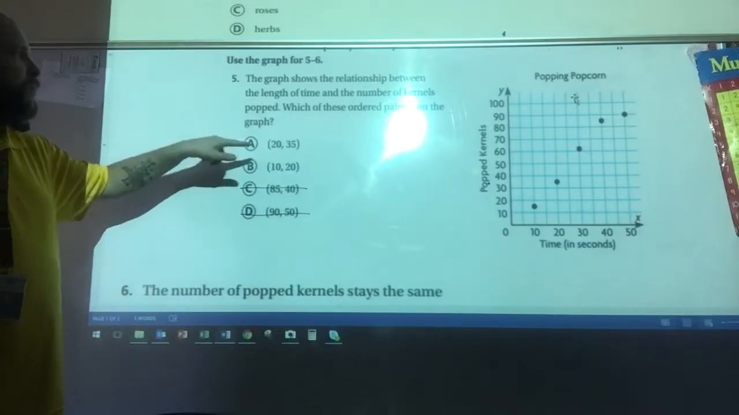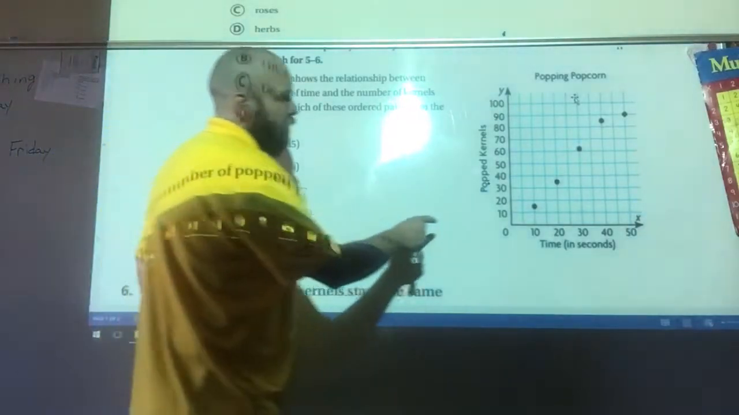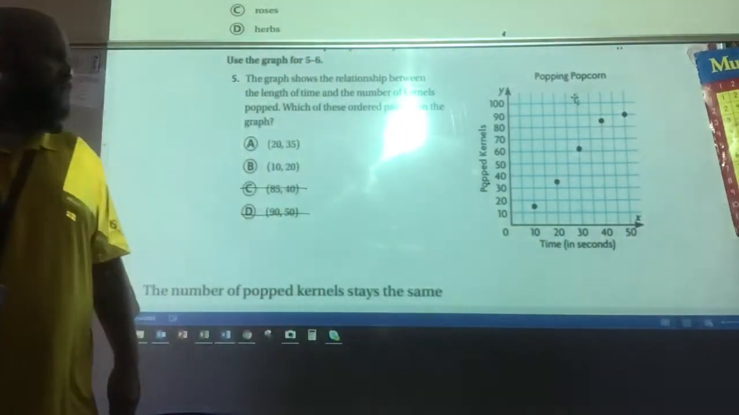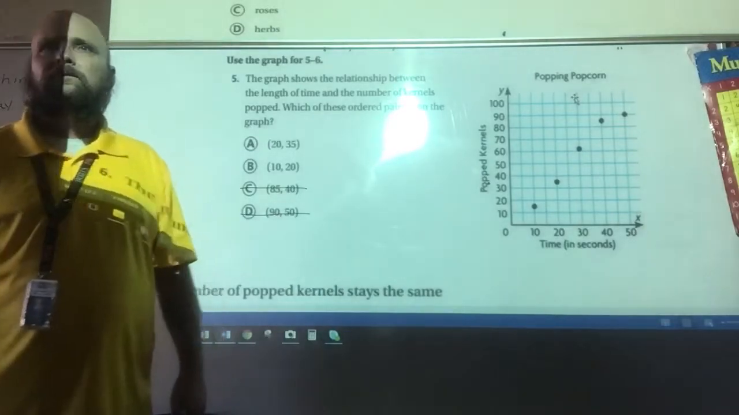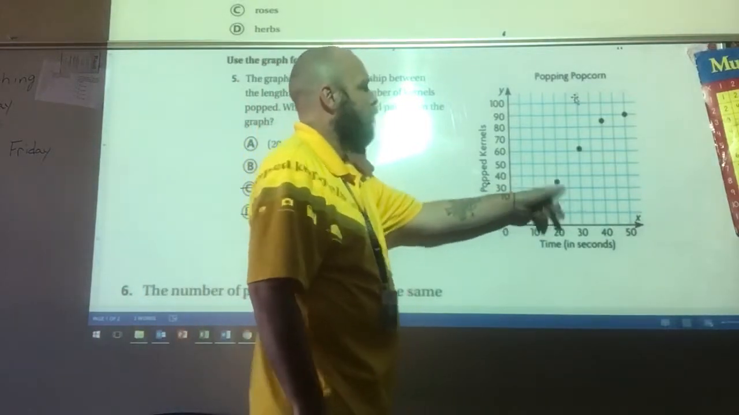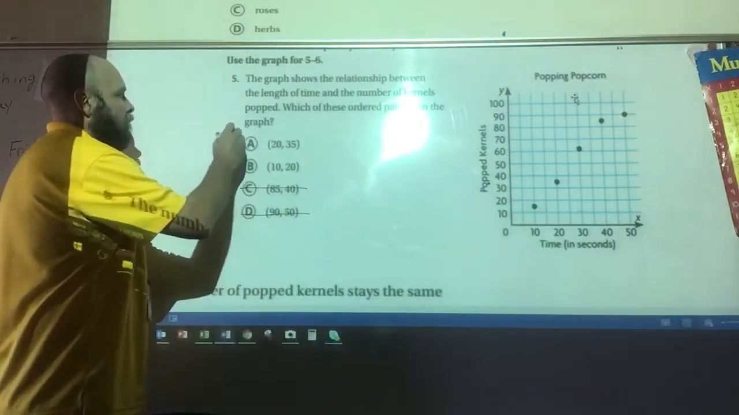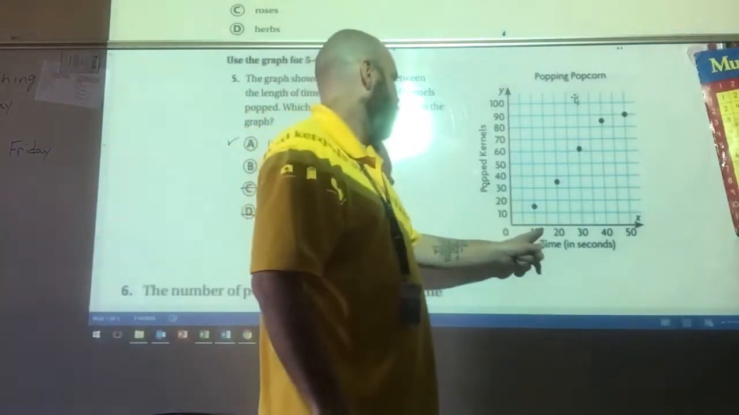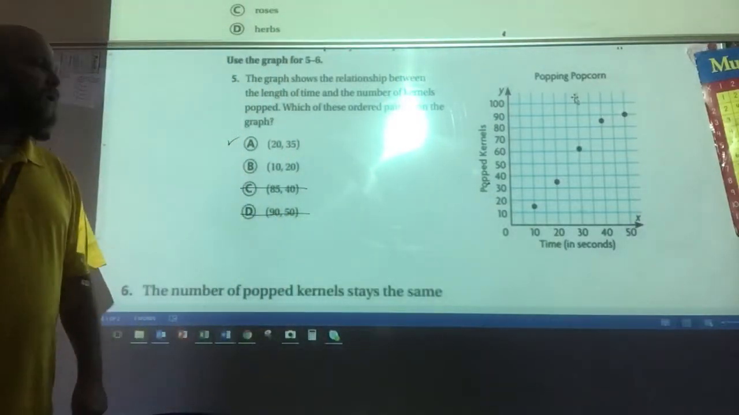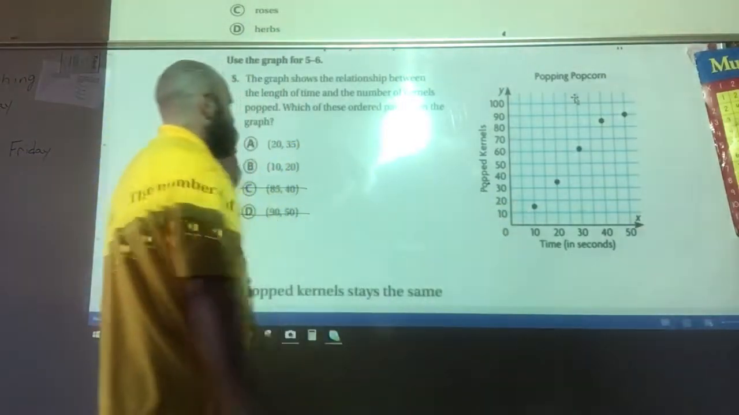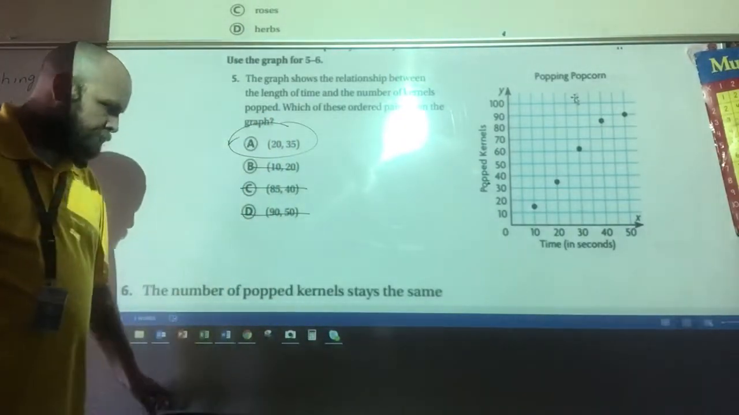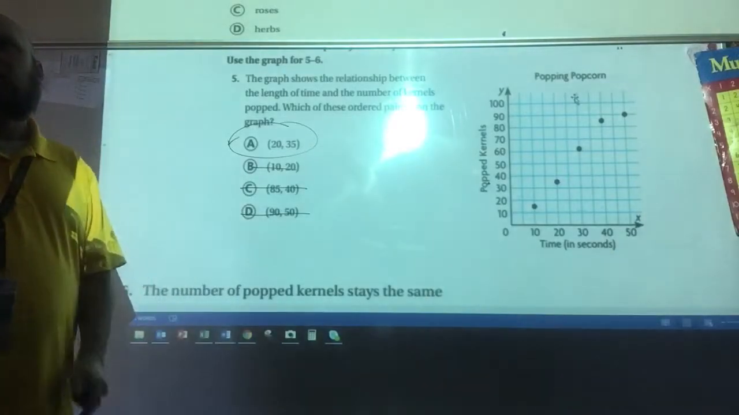So let's look at 20, 35. 20 over, 35 up. Is that 35? Yeah. How do I know? Because it's between 30 and 40. Okay, so this is probably it. Let's look at 10, 20. Is that 10, 20? No. It's a little below 20. So it's not 10, 20. So it is A, 20, 35.